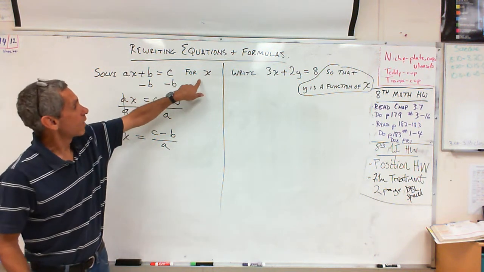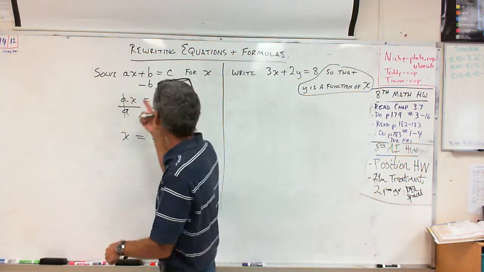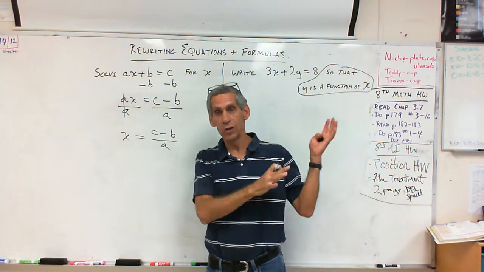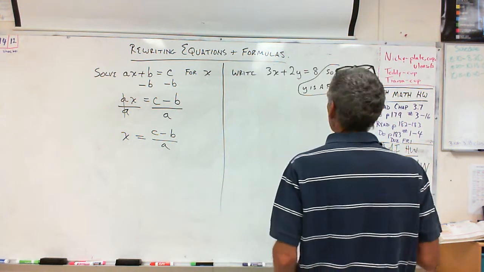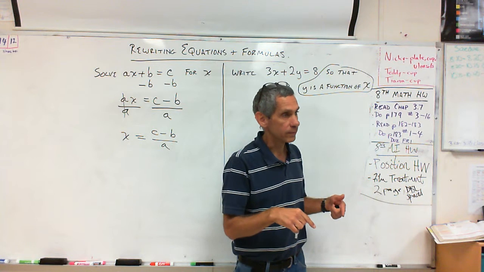So whenever it says solve for X or solve for a letter, it just means you want that letter all by itself with an equal sign after it, and then all the gobbledygook is on the other side, right? That's all you want. You just want that stuff over there. Now sometimes though, it's worded a little differently.